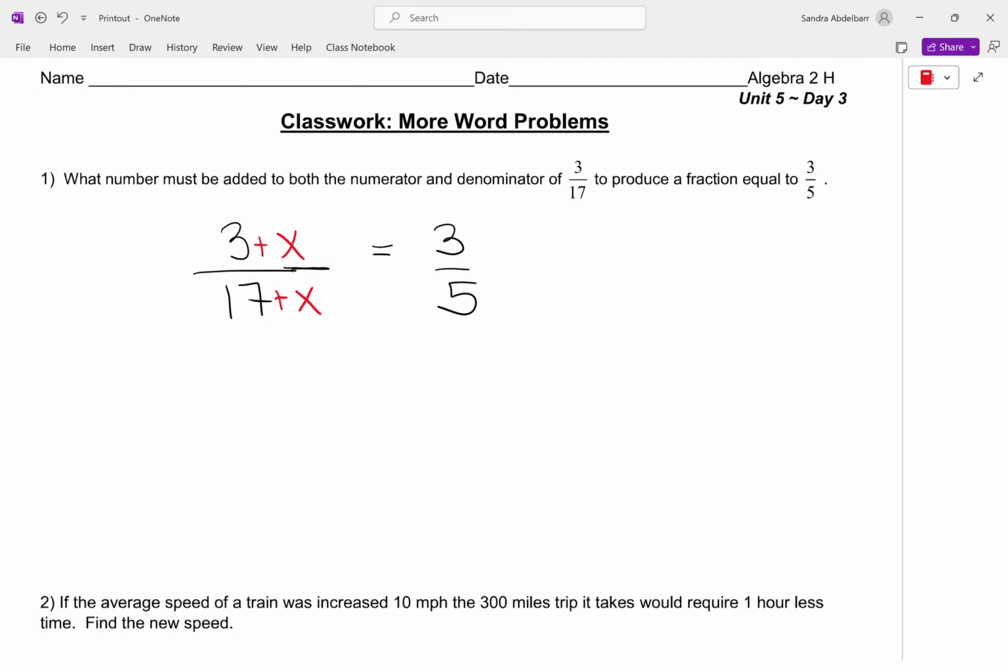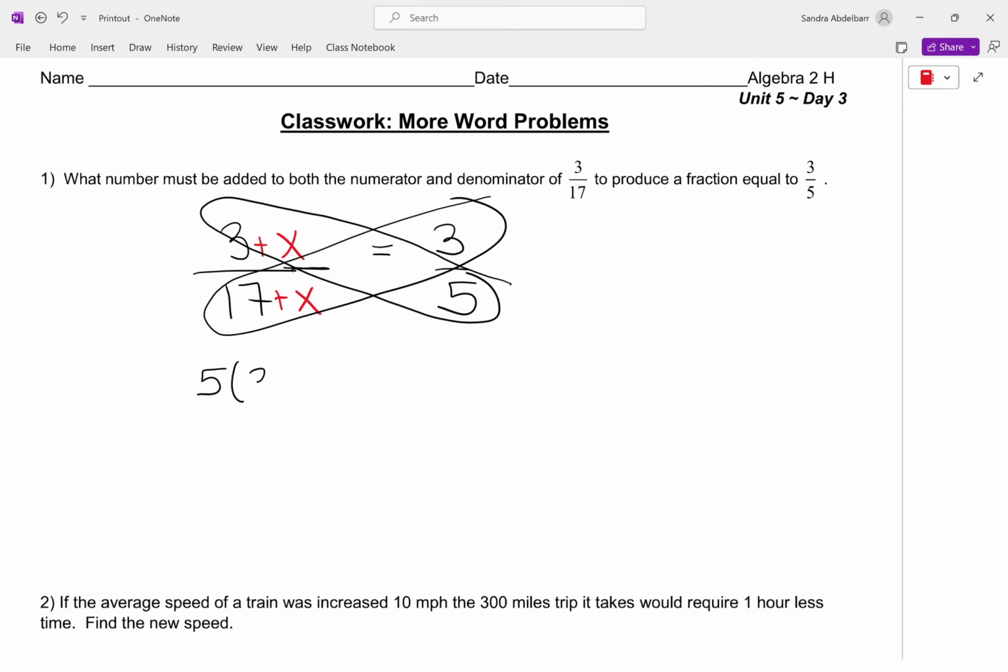So now we go ahead and solve this. Is this a proportion? Yeah. What do we do with proportions? What are we allowed to do? Cross multiply them. So I'm going to do my cross multiplication here. We're going to have 5 times the quantity of 3 plus x is equal to 3 times the quantity of 17 plus x.